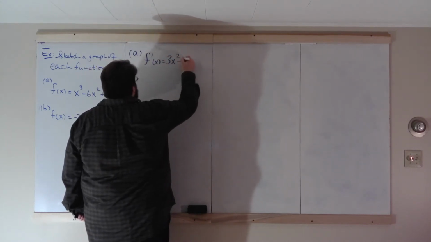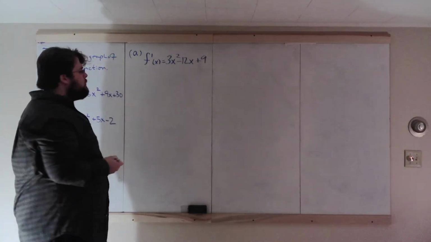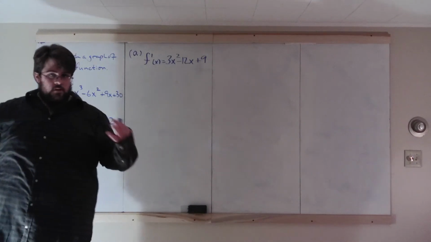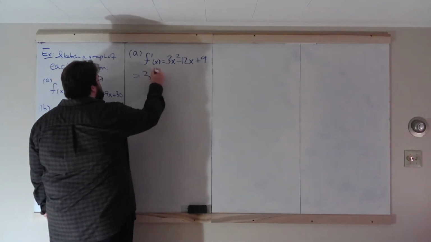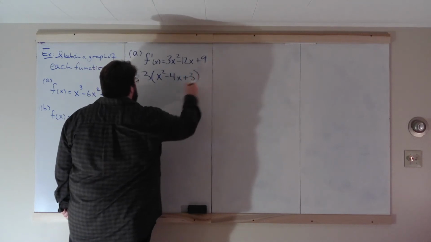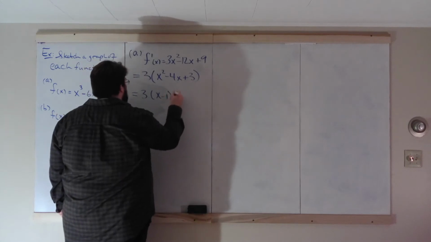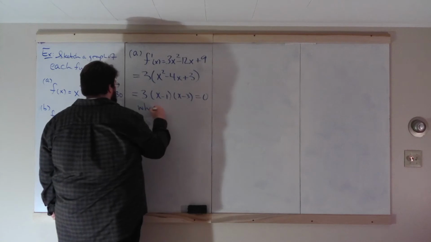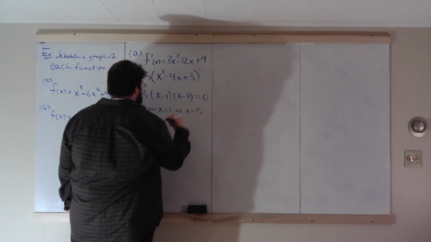3x squared minus 12x plus 9. Well, if we want to find where it's positive or negative, let's find where it's 0, and then look at the intervals that that produces. Take out a 3. Hope that it factors. It does. x minus 1, x minus 3. This equals 0 when x equals 1 or when x equals 3.